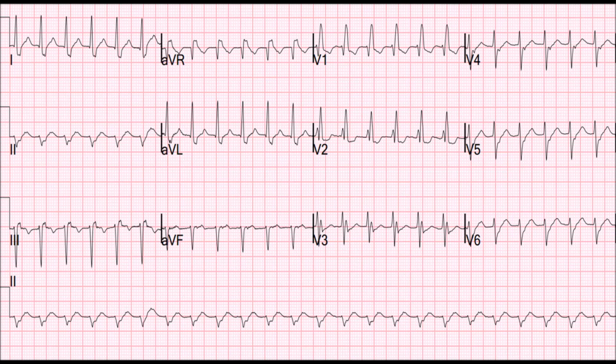Your V1 is going to be slightly positive to mostly negative. In this case, it's not very. And then your lateral leads are going to be positive because they're seeing it going toward them. So that's what the sinus P wave looks like. Same thing with the ventricles: they activate a certain way, and that's the orientation of your QRS, or of your activation.